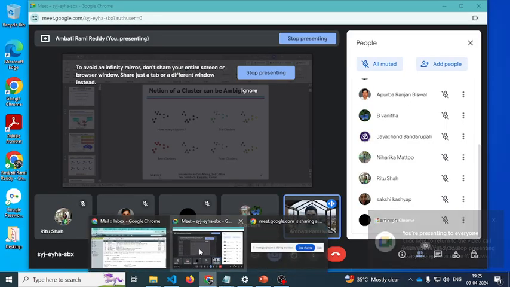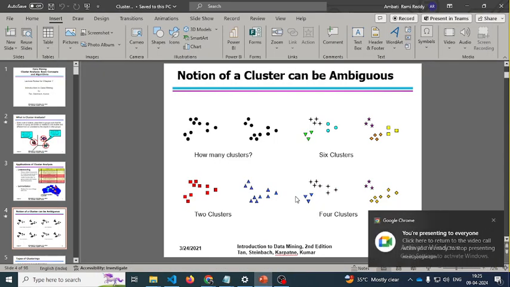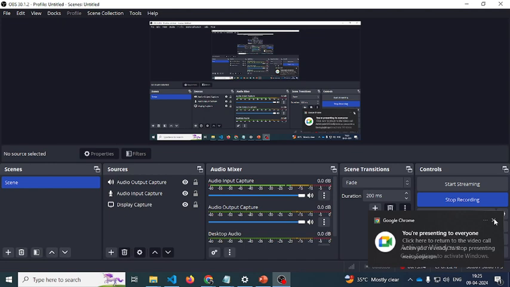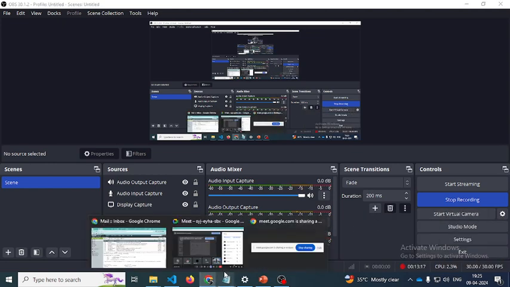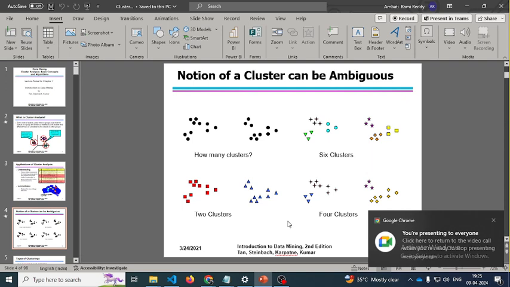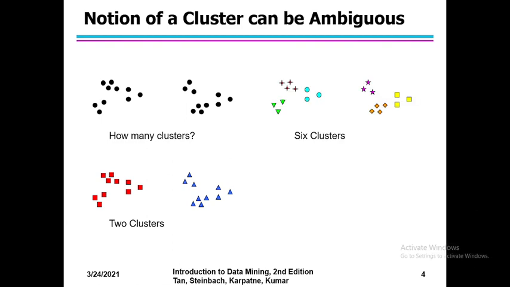So if you are having this kind of data points, this is two clusters. Similarly, if you want to form six clusters, here we have some kind of ambiguity. To avoid that ambiguity, we are trying to form clusters with different colors and different shapes. Here we have formed two clusters. Come to here, here we have six clusters.